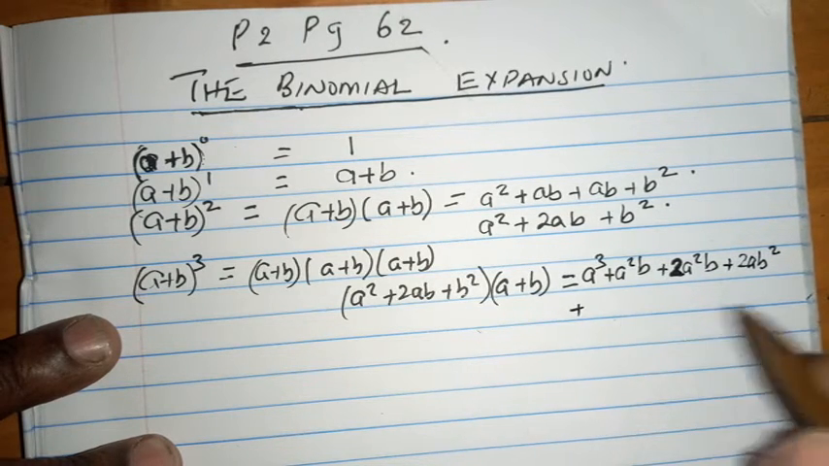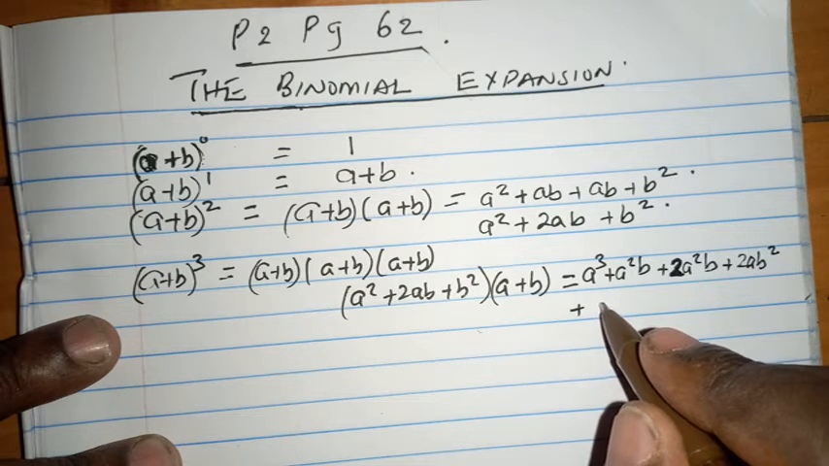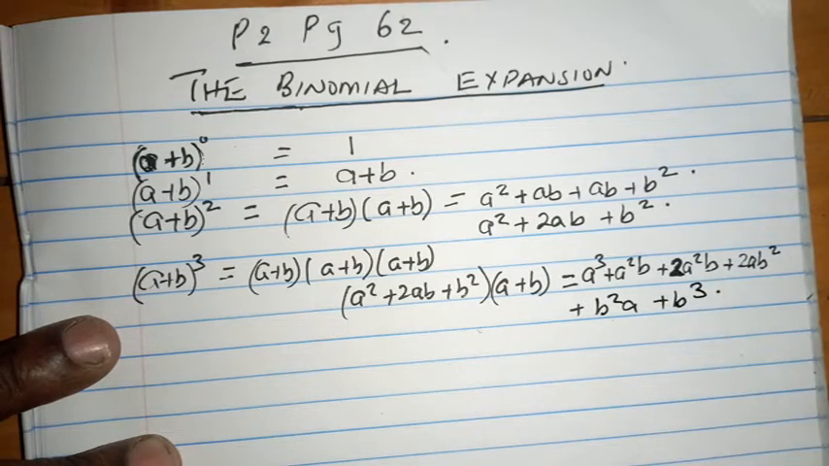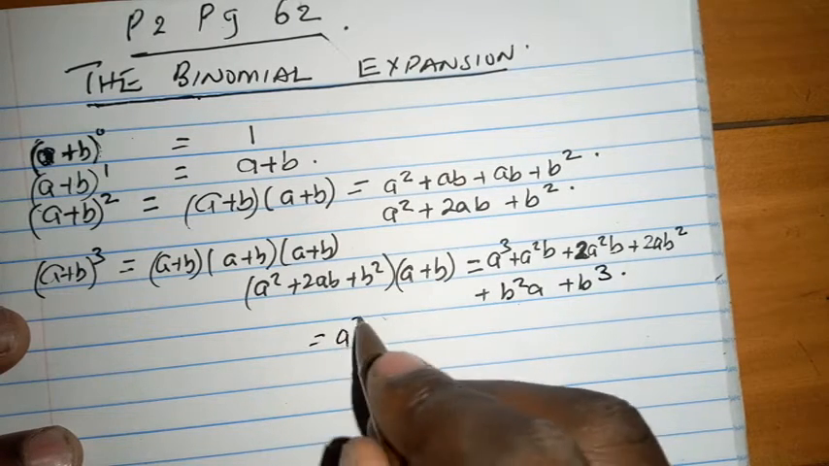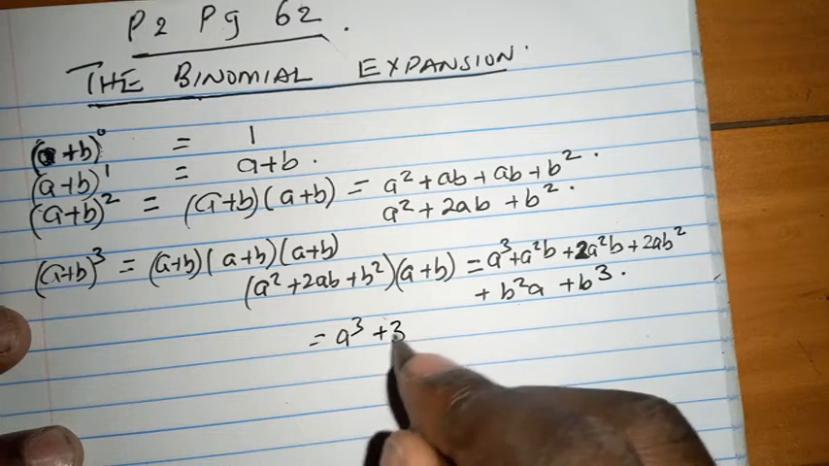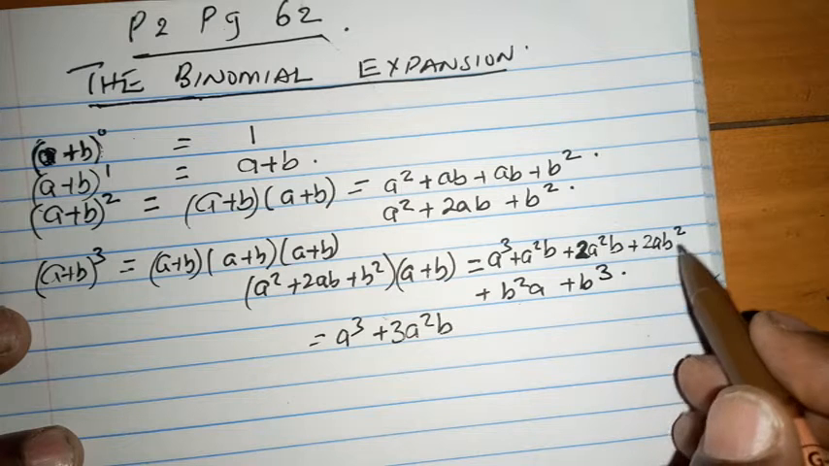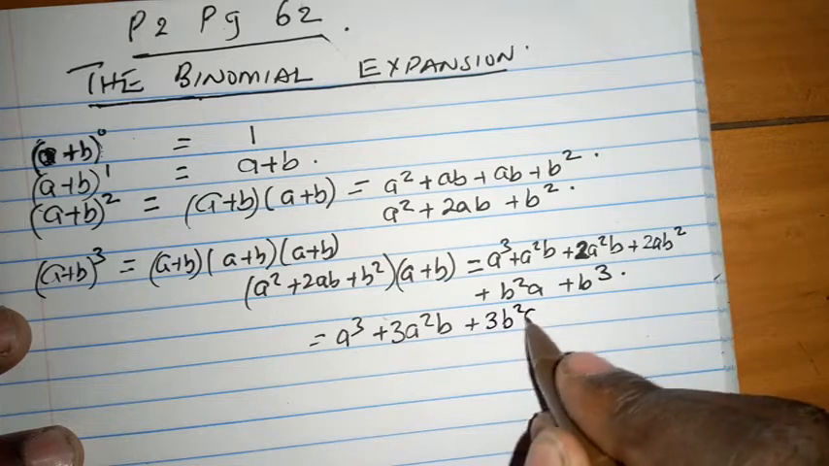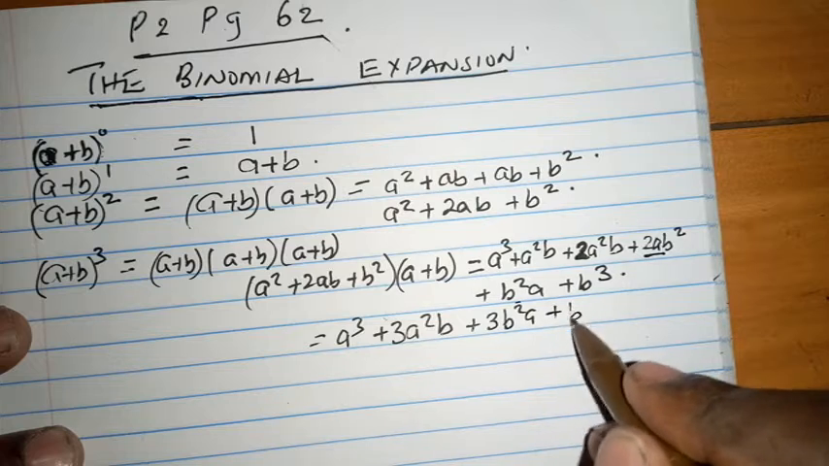b squared times a plus b squared times b is b cubed. If you collect the like terms, a cubed will stand alone. Then a squared b plus 2a squared b is 3a squared b. Then 2ab squared plus b squared a is 3ab squared, plus b cubed.